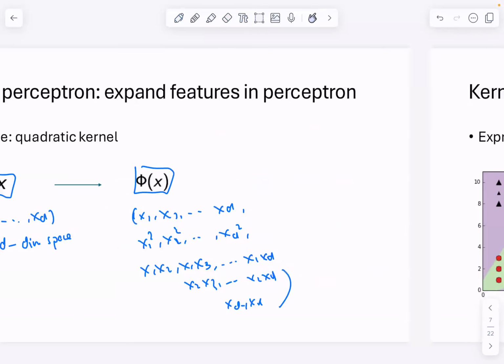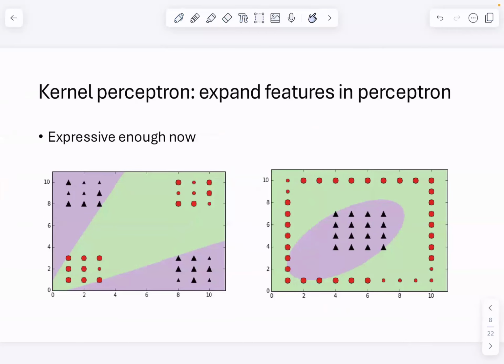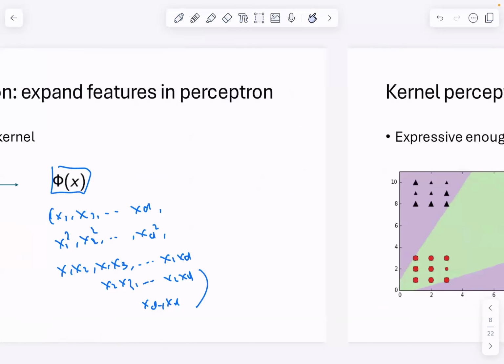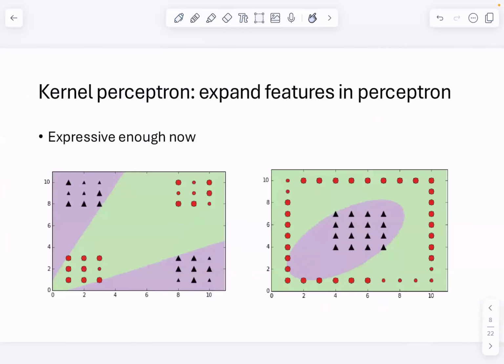So our model is quite expressive in the new higher dimensional space. We have all these combinations of features, and now we can successfully classify complicated problems just using the perceptron. It's still linear, but it's linear in the higher dimensional space, so it won't be linear in the original space.